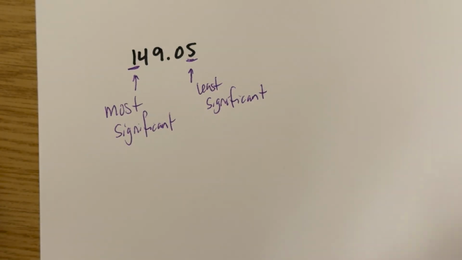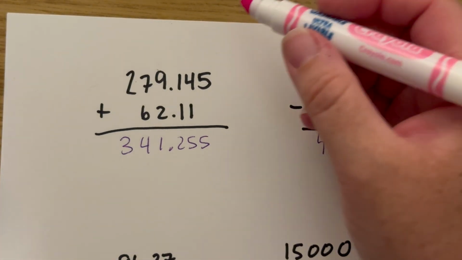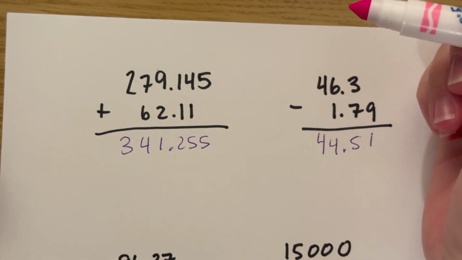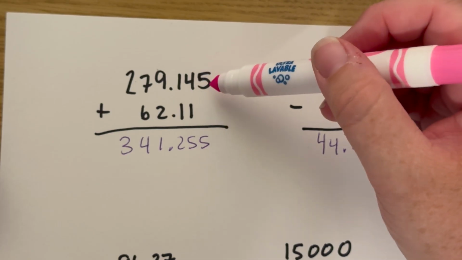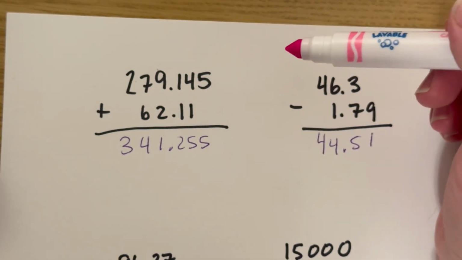Knowing the difference between these two things is helpful because of the way that we add and subtract using significant figures. All right, so on here, when we're adding and subtracting numbers of significance, let's say I take 279.145 and I add 62.11.